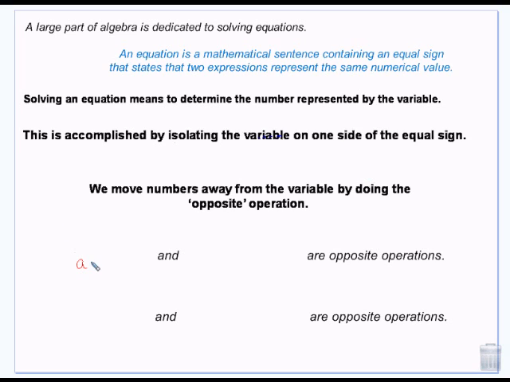Okay, so addition and subtraction are opposite, and multiplication and division are opposite. So if they added, we subtract. If they subtracted, we add. If they multiplied, we divide. If they divided, we multiply. We're always going to do the opposite of whatever they did, and by they, I mean whoever wrote the problem. Sometimes that's me, sometimes that's a book publisher, whatever.